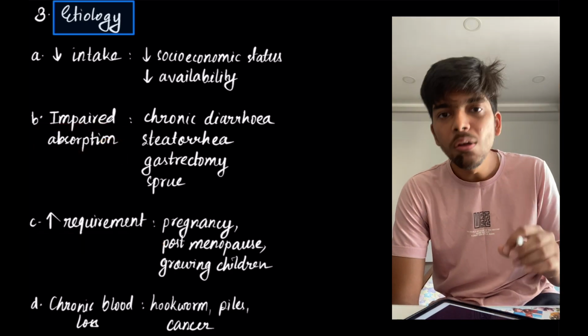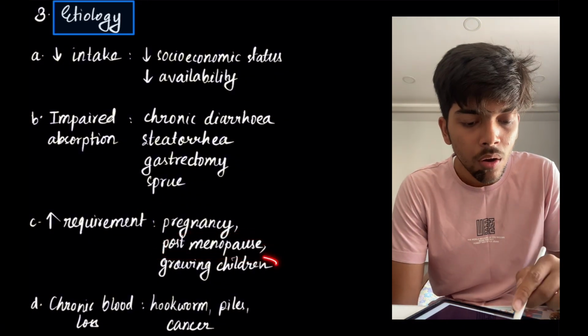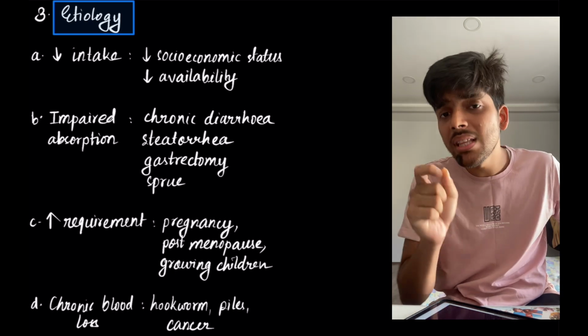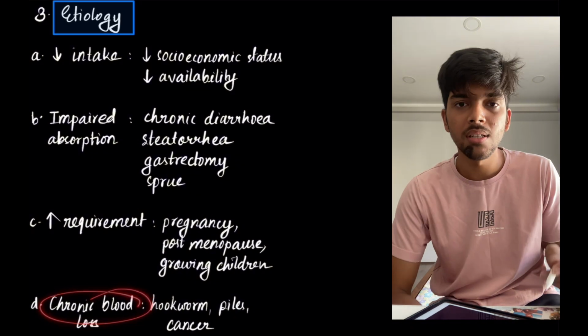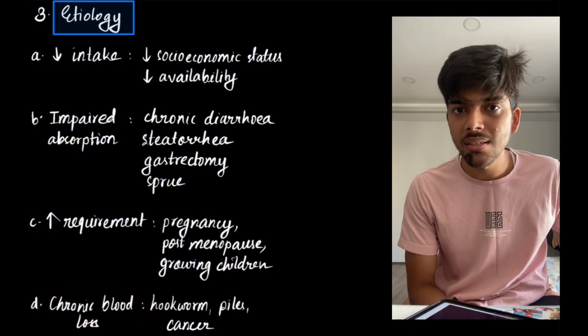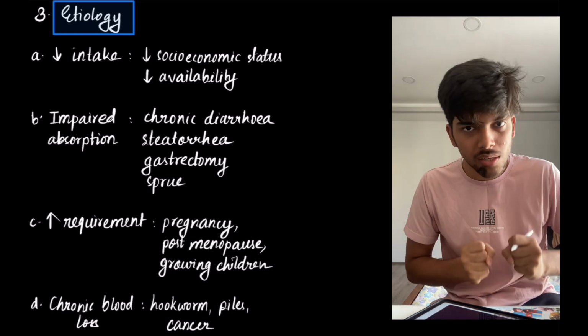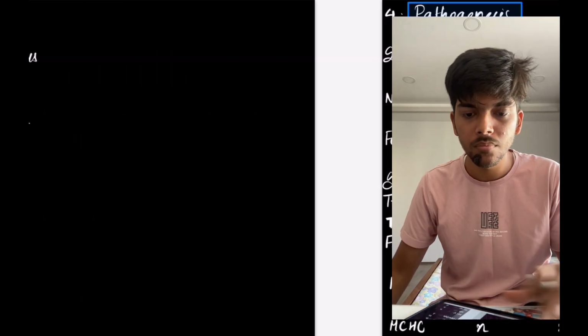Increased requirement: during pregnancy, during the post-menopausal state of women, and in growing children, the requirement of iron is more than the usual typical requirement. Chronic blood loss: if there is hookworm infestation, hookworm will continuously suck blood and iron will be lost continuously. That can lead to iron deficiency anemia.